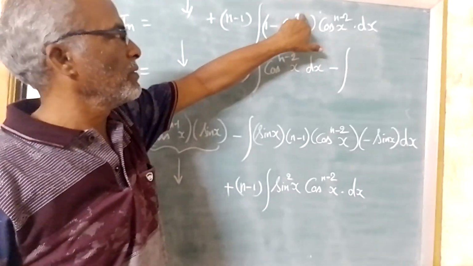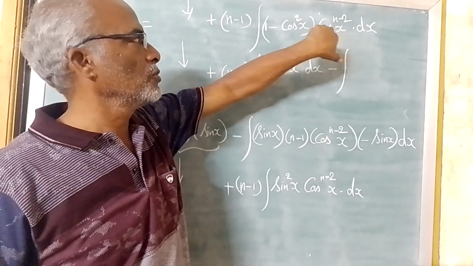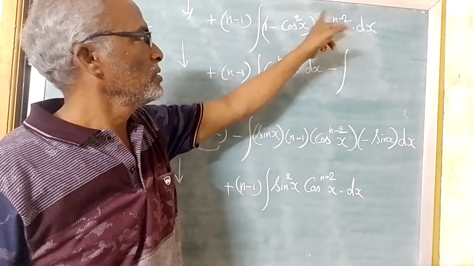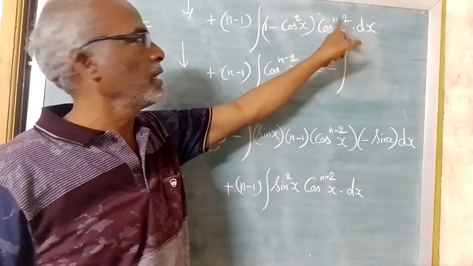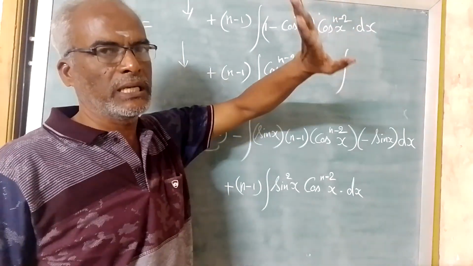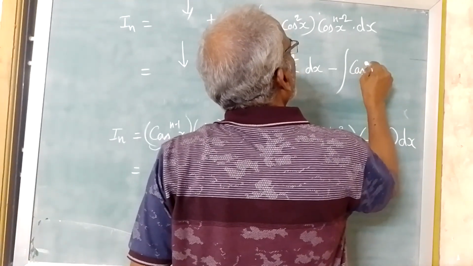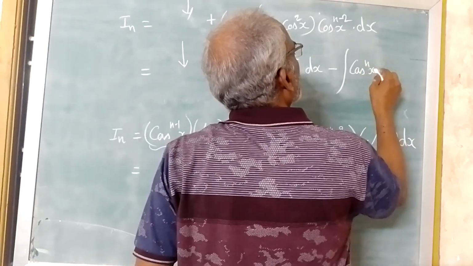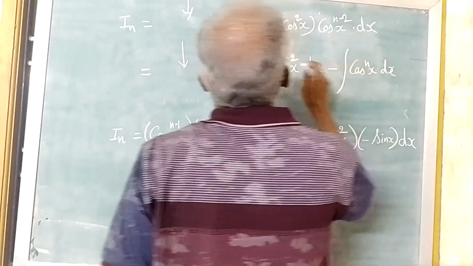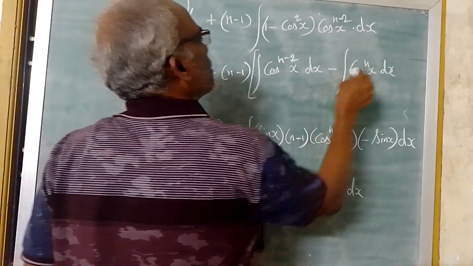So here you have the power as 2, here we have n minus 2, base is same, cos x. So base is same, powers can be added. So this 2 and minus 2 will get cancelled. So you will be having cos^n x into dx. Okay.